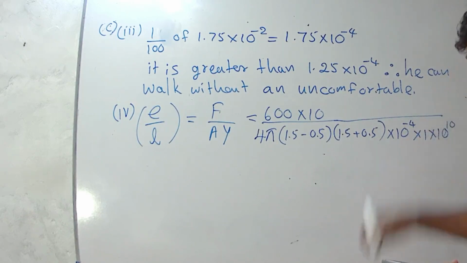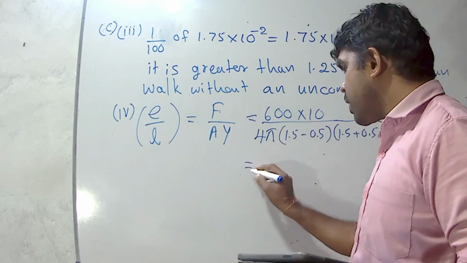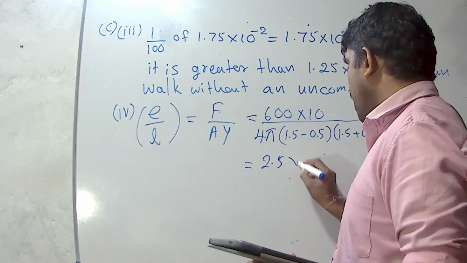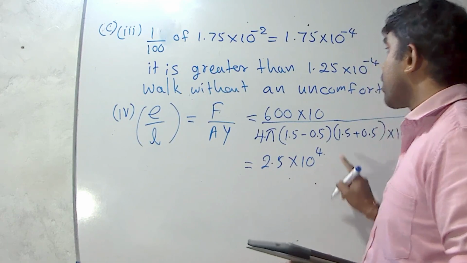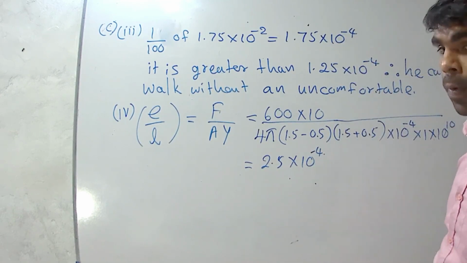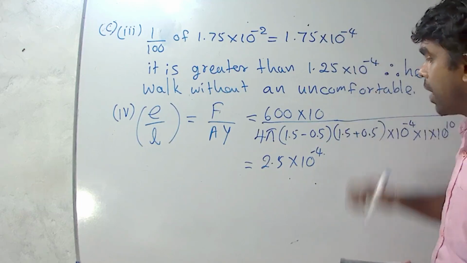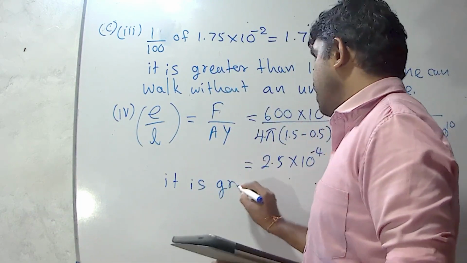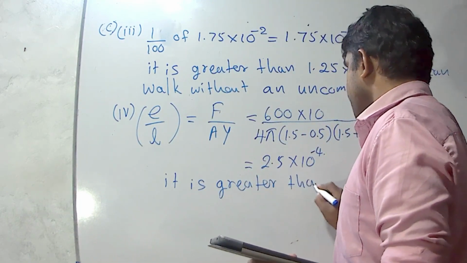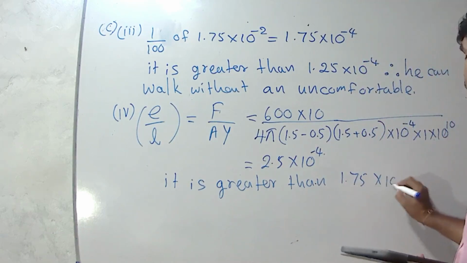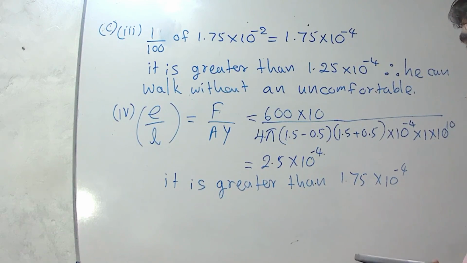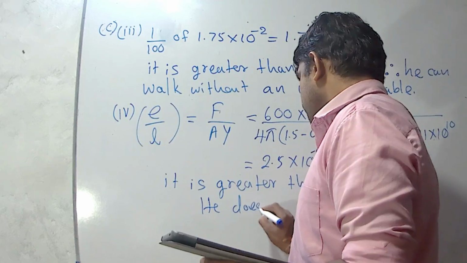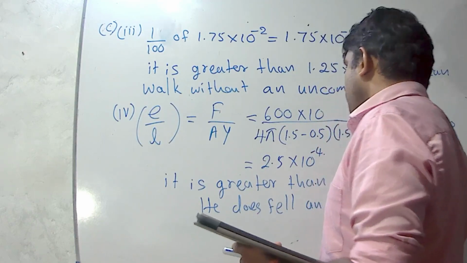Then we can simplify this value by using pi. After simplifying, we can obtain 2.5 into 10 to the power minus 4. This value is greater than this one. It is greater than 1.75 into 10 to the power minus 4. Therefore, he does feel uncomfortable.